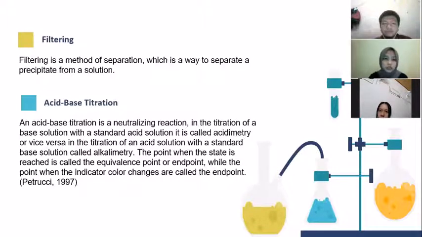Filtering is a method of separation. This is a way to separate a precipitate from a solution.